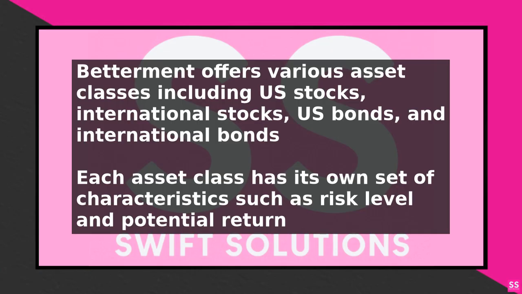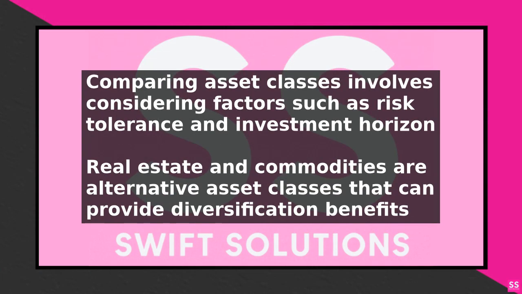For instance, if you are a conservative investor with a short-term horizon, you may prefer U.S. bonds or other low-risk asset classes. If you are a more aggressive investor with a long-term horizon, you may prefer U.S. stocks or international stocks. It is also essential to consider the fees associated with each asset class.